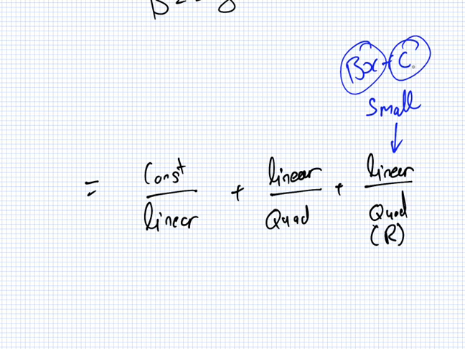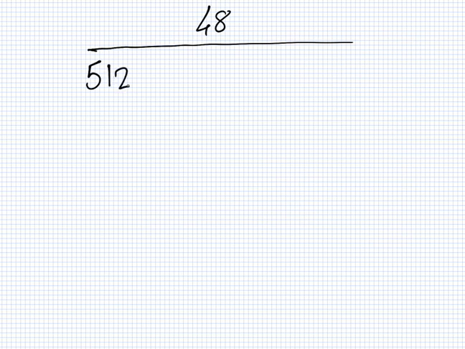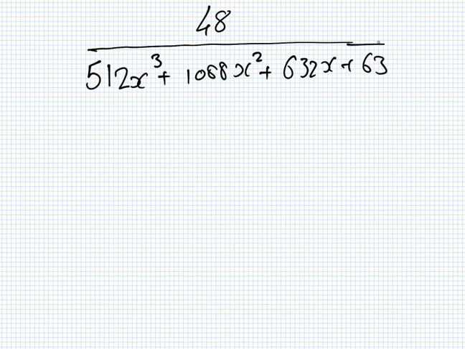Okay. So let's look at more difficult examples now. Let's take something like 48 over 512x cubed plus 1088x squared plus 632x plus 63.